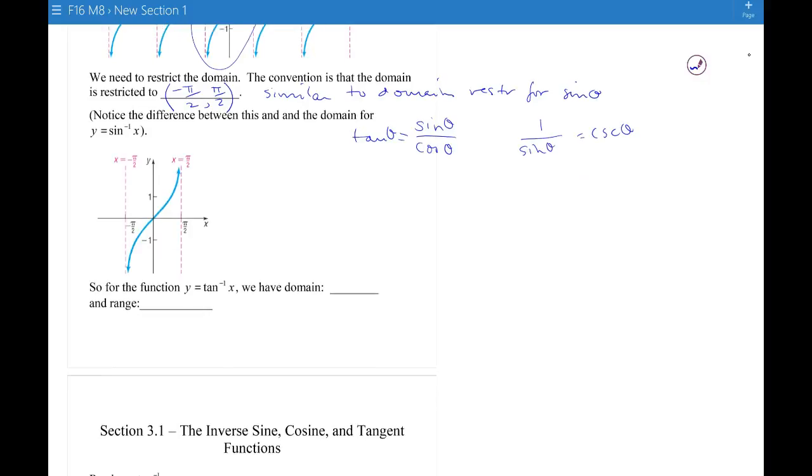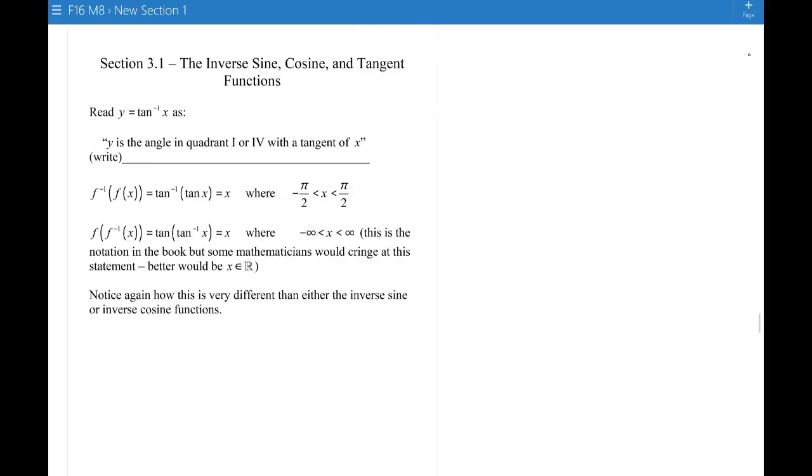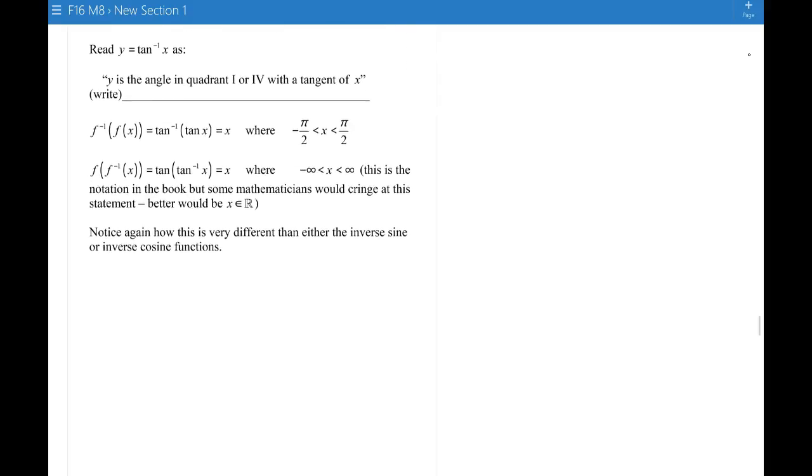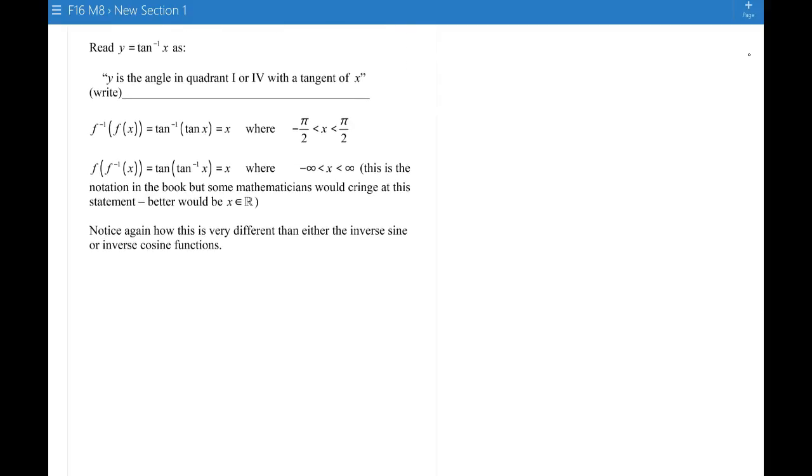So for the inverse function, we have the range is going to be negative pi over 2 to pi over 2. But look at the domain. The domain can be any real number. So that's quite different. So I want you to practice reading this math statement as y is the angle in quadrant 1 or 4 with a tangent of x.